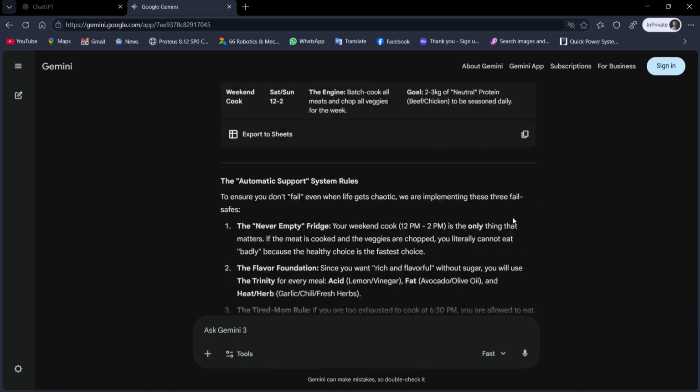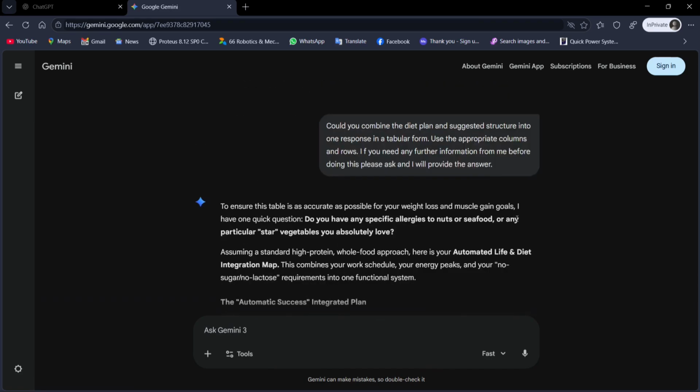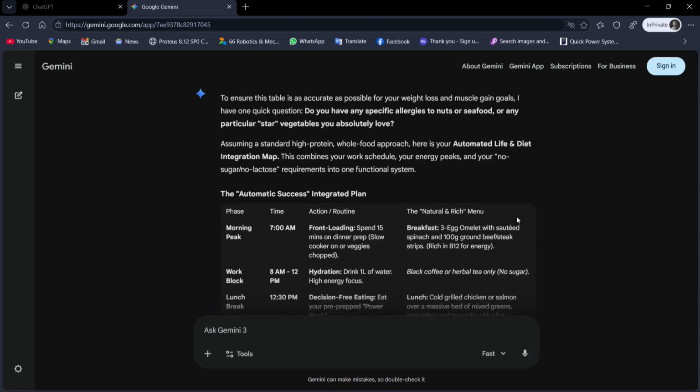Let's see the response given to us. To ensure this table is as accurate as possible for your weight loss and muscle gain goals, I have one quick question: do you have any specific allergies to nuts or seafood, or any particular star vegetables you absolutely love? Assuming a standard high protein whole food approach, here is your automated life and diet integration map that combines your work schedule, your energy peaks, and your no sugar, no lactose requirement into one functional system.